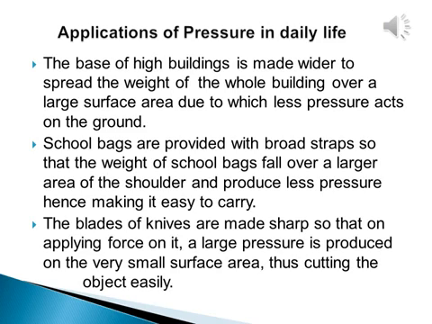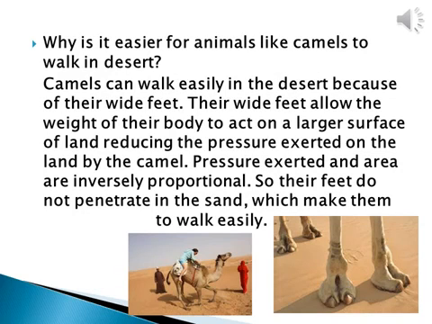Second one is, school bags are provided with broad straps so that the weight of school bags falls over a larger area of the shoulder and produces less pressure, hence making it easy to carry. And third one is, the blades of knives are made sharp because on applying force on it, a large pressure is produced on the very small surface area, thus cutting the object easily. Second question is, why is it easier for animals like camels to walk in desert?